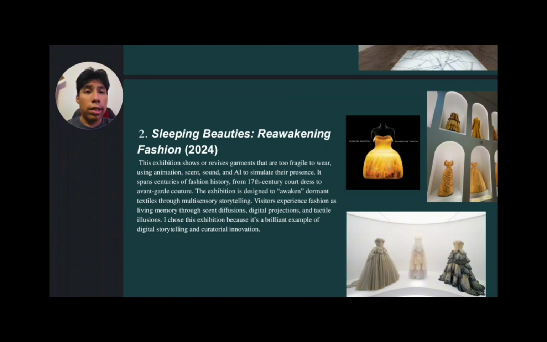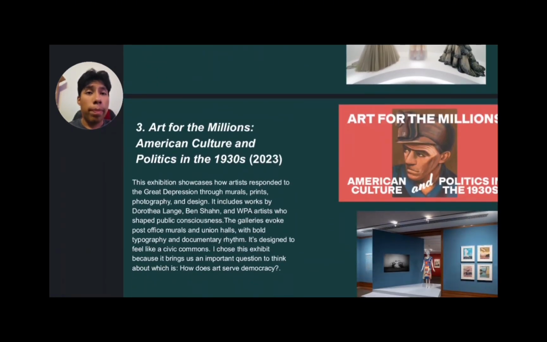The exhibition is designed to awaken dormant textiles through multi-sensory storytelling. I chose this exhibition because it's a brilliant example of digital storytelling and innovation.